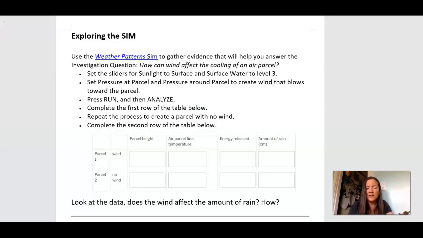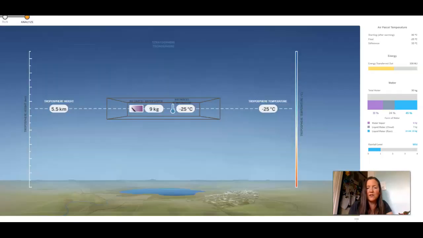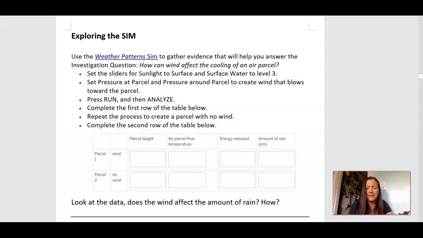Okay, here's my data table. So in my parcel 2 with no wind, my parcel height was 5.5, and my air parcel final temperature, I think, was -25. Take a quick look. Yep, 5.5 and -25. And my rainfall level was 1, and my energy out was 108. All right, so I put that all into my chart.